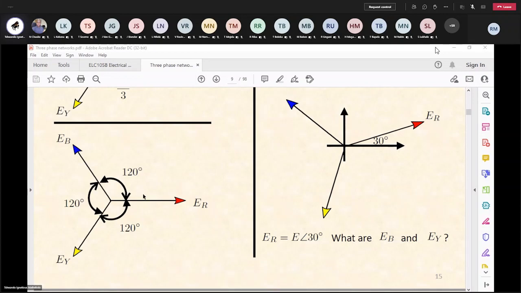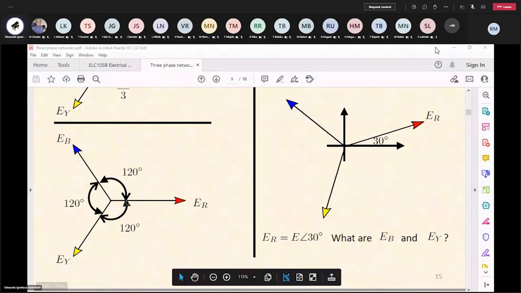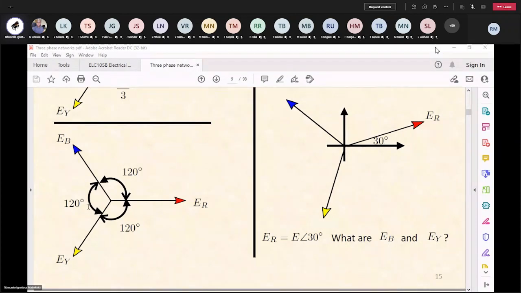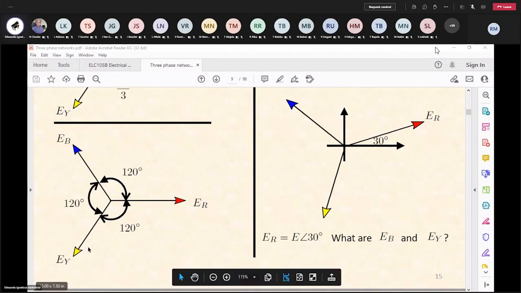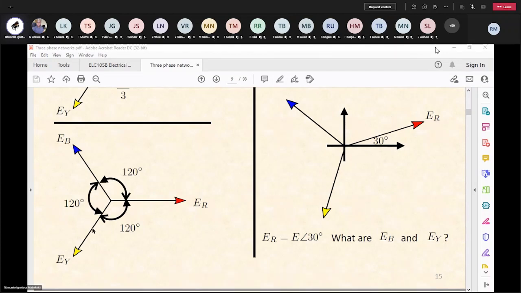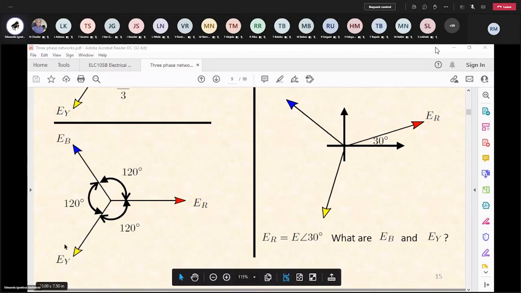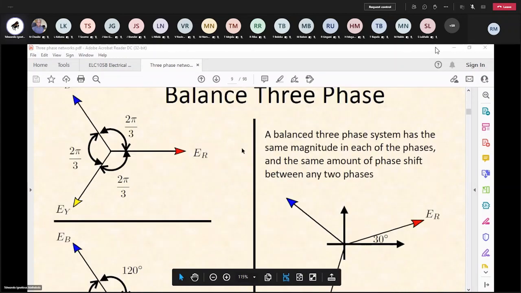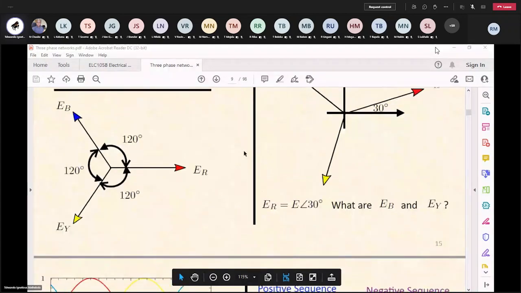Now, of course, another person can say, well, you can write this EY as positive 240 degrees, and it's exactly the same thing. Whether you say EY is at an angle of 240 degrees, or you are saying it's at the angle of minus 120 degrees, it means exactly the same thing, right? So that is what we are having here.